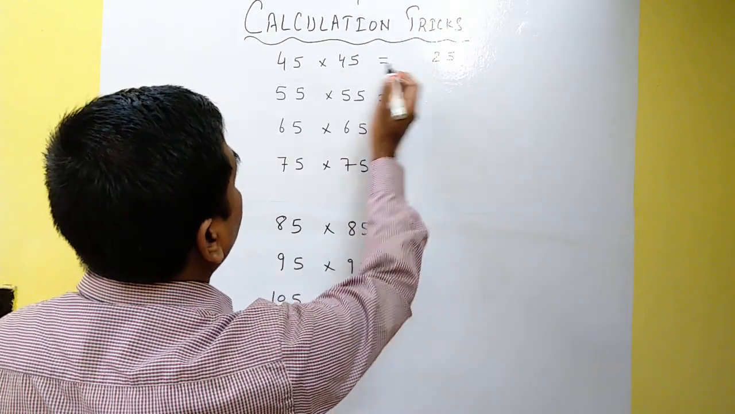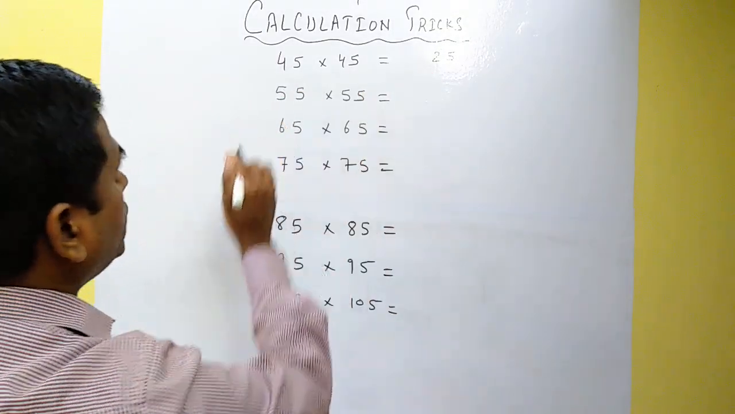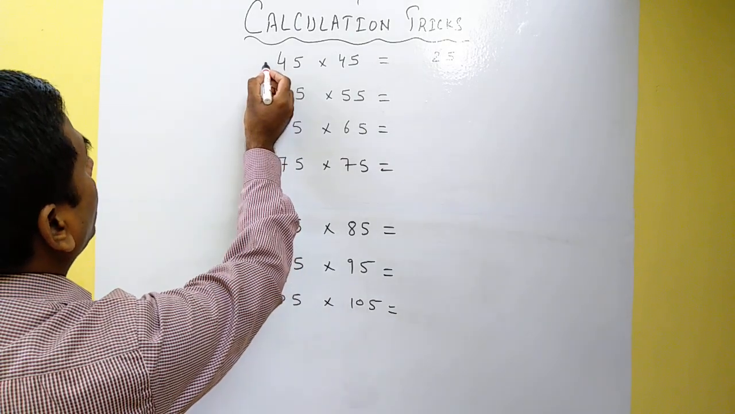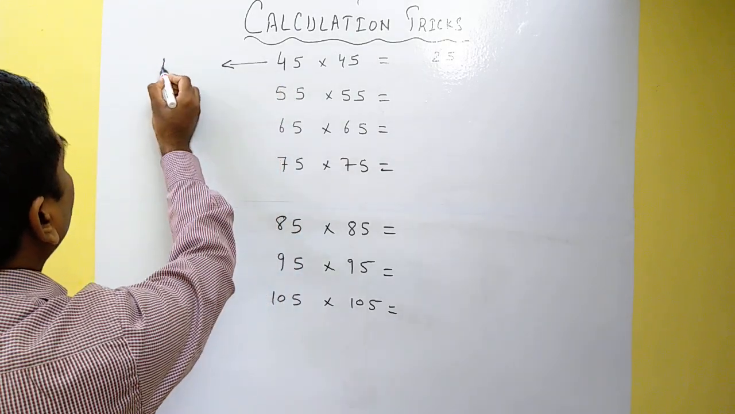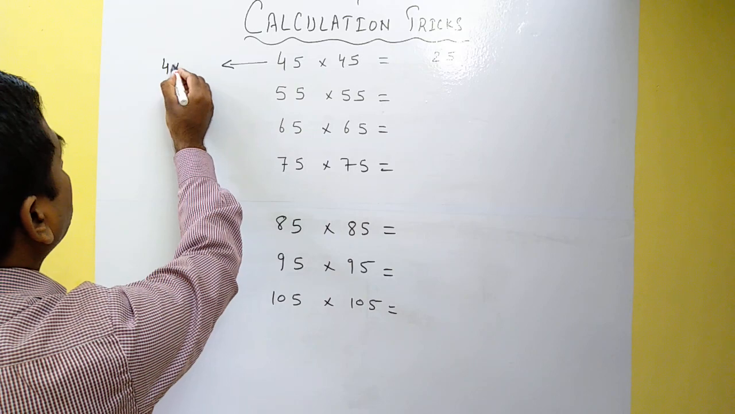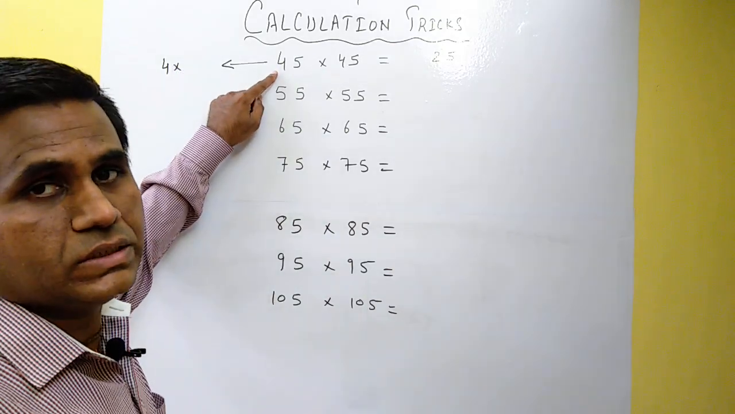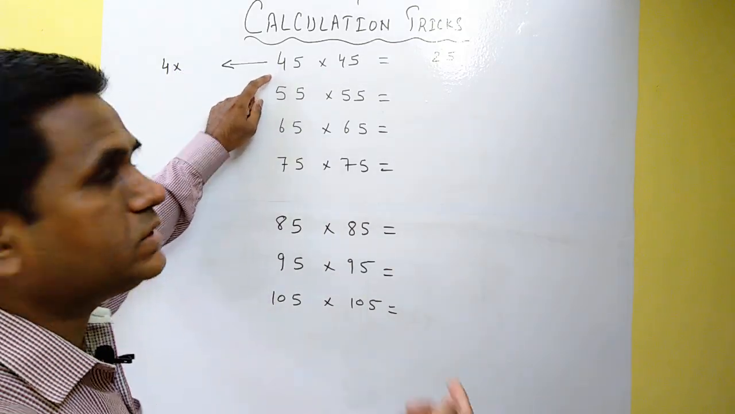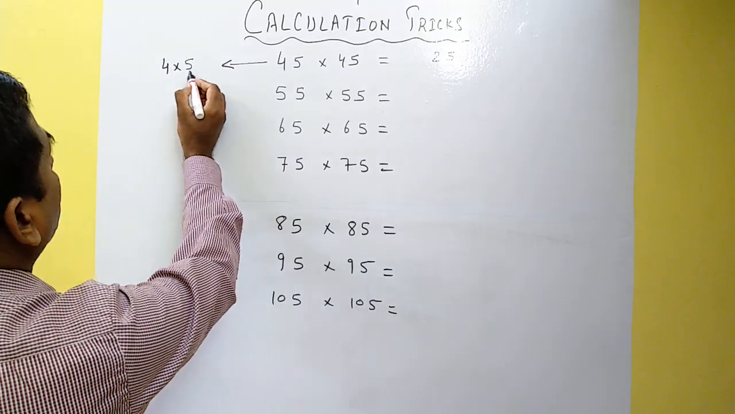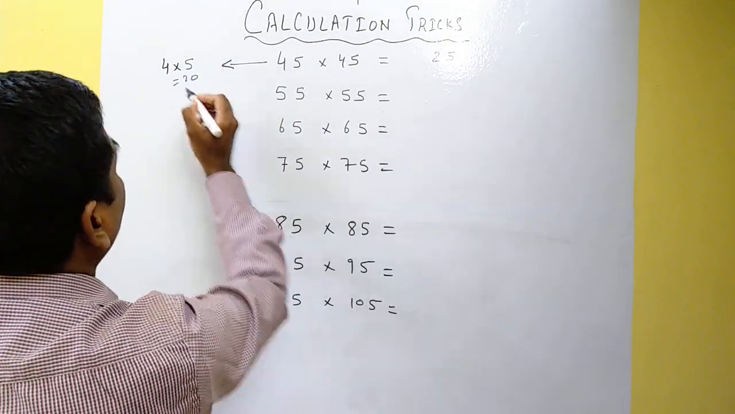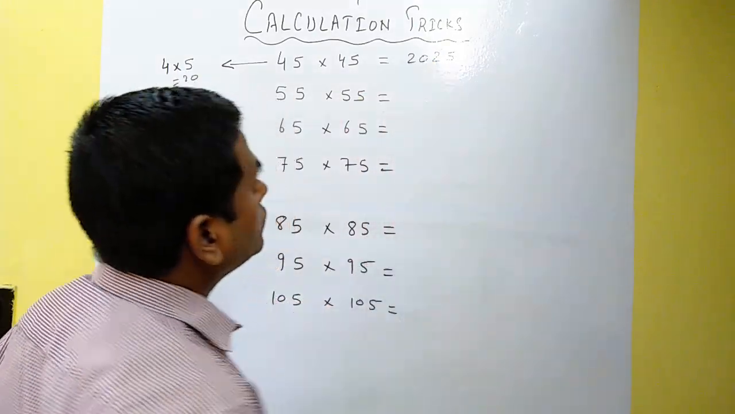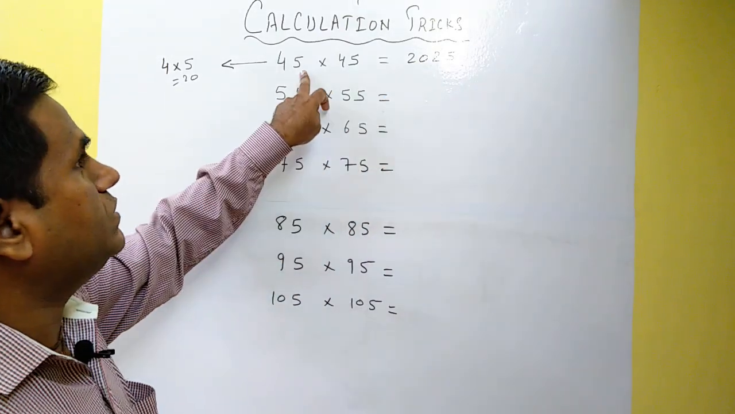Now here what will come? We can see we have the number 4. So what we will do is multiply 4 with the next digit. So after 4 the next digit is 5, right? 4 5s are 20. So we will write here 20. So 2025 is the answer for this.